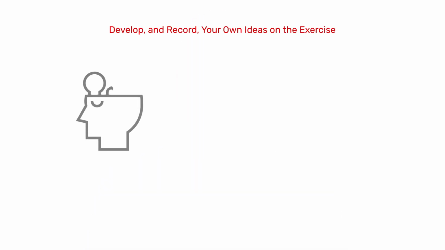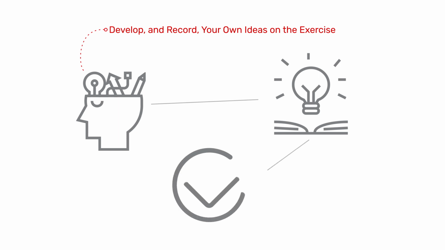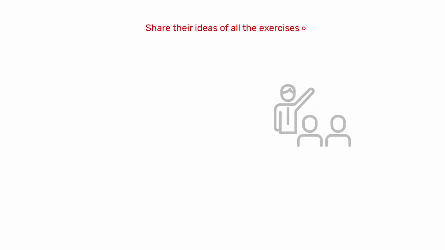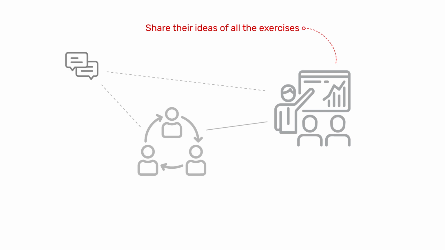As a first step, students are expected to complete the exercises on their own, develop and record their own ideas on the exercise. Students address other exercises in the module in the same fashion. When they have completed all the exercises in the module, in the second step, students share their ideas of all the exercises with the members of a small learning group to which they have been assigned. If the course is being offered via the web, this step occurs within Moodle.